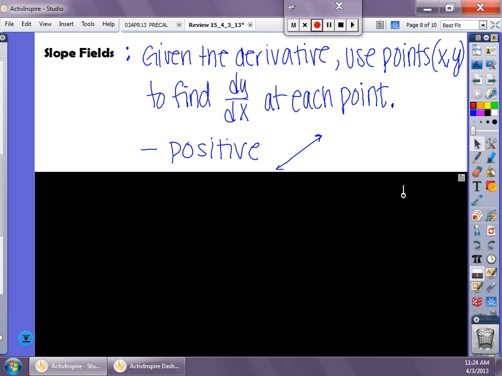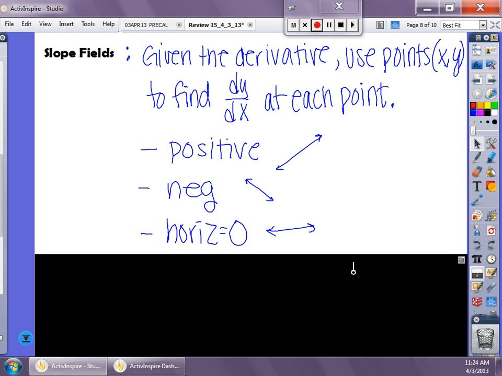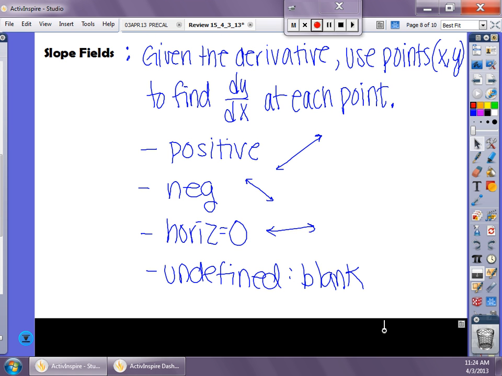Your negative ones, you go down. Your horizontals are your zeros, where your slopes are 0. So that's supposed to look like a horizontal line there. And then don't forget your undefined points. You're just going to leave those blank. You don't put anything in those. Okay, so those are essentially the 4 different types of derivatives you could end up with.